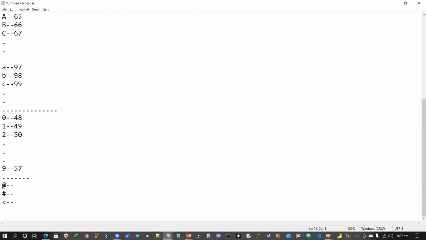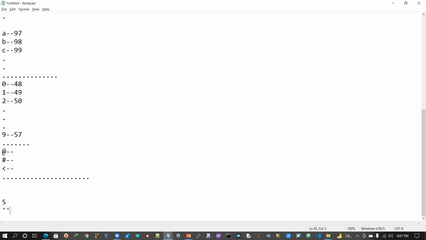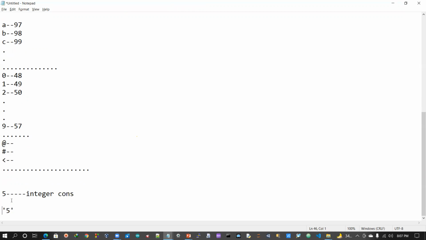Second point, which I discussed yesterday: suppose I write 5, and I also write 5 within single quotes. There is a huge difference between these two. One is an integer and one is a character. This one is the integer constant, but this one within single quotes is a character constant. Remember the point. It has a different ASCII number.